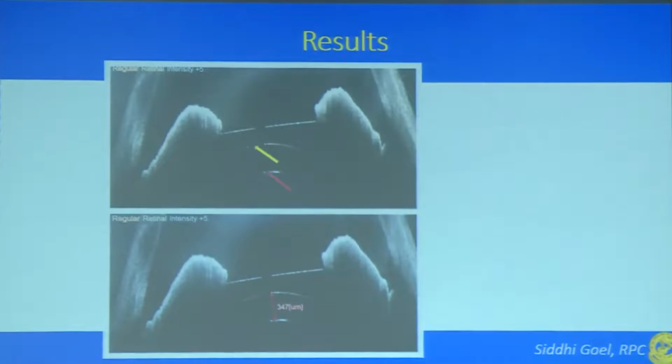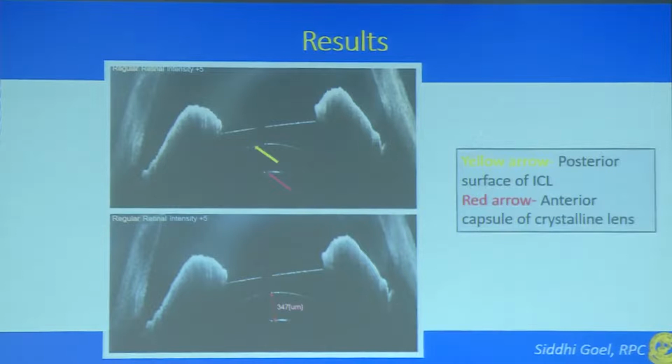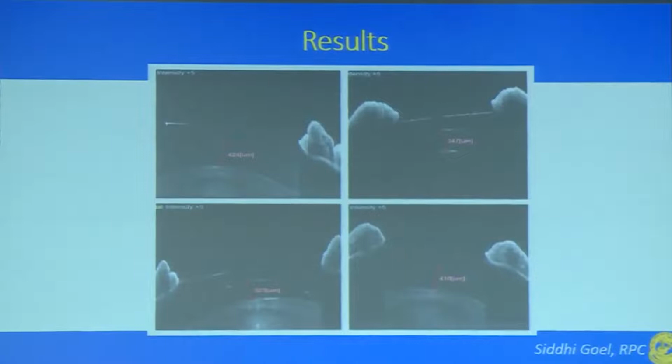This is the representative image which we acquired on the modified posterior segment OCT. Here, as we see, the yellow arrow represents the posterior surface of the ICL and the red arrow is the anterior capsule of the crystalline lens, and the distance between these two represents the ICL vault. These are similar images which were acquired in the other patients and how we calculated the vaulting.